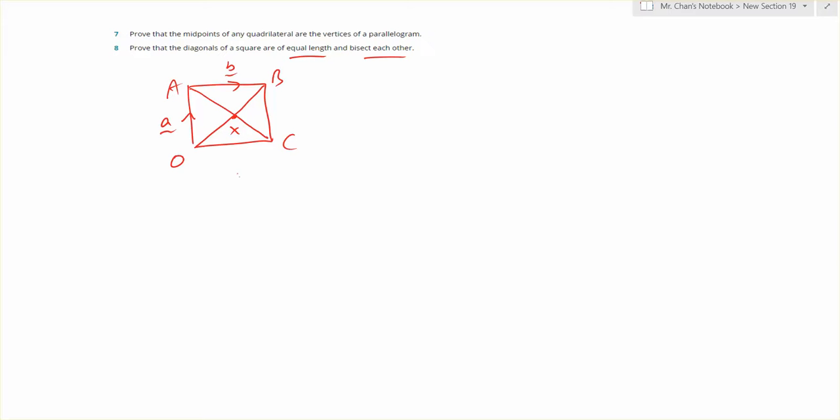So the two diagonals in question are OB and AC. OB would be given by A plus B, and AC is given by negative A plus B. Now, we've got to prove that the magnitude of that is equal to the magnitude of that.